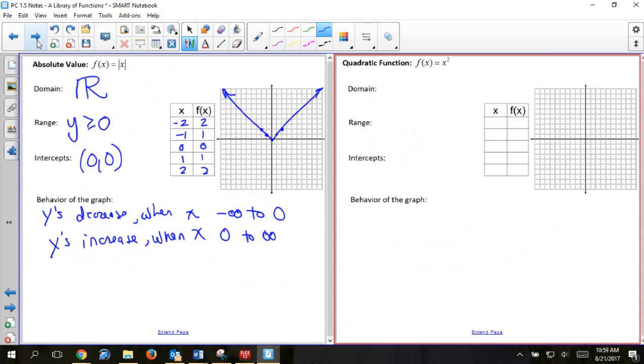Okay, next one is the quadratic function. Do you remember quadratic function f of x equals x squared? Does anybody remember the shape it looks like? U-shape. This looks like touchdown. U-shape. Okay. Well, we'll dance later.